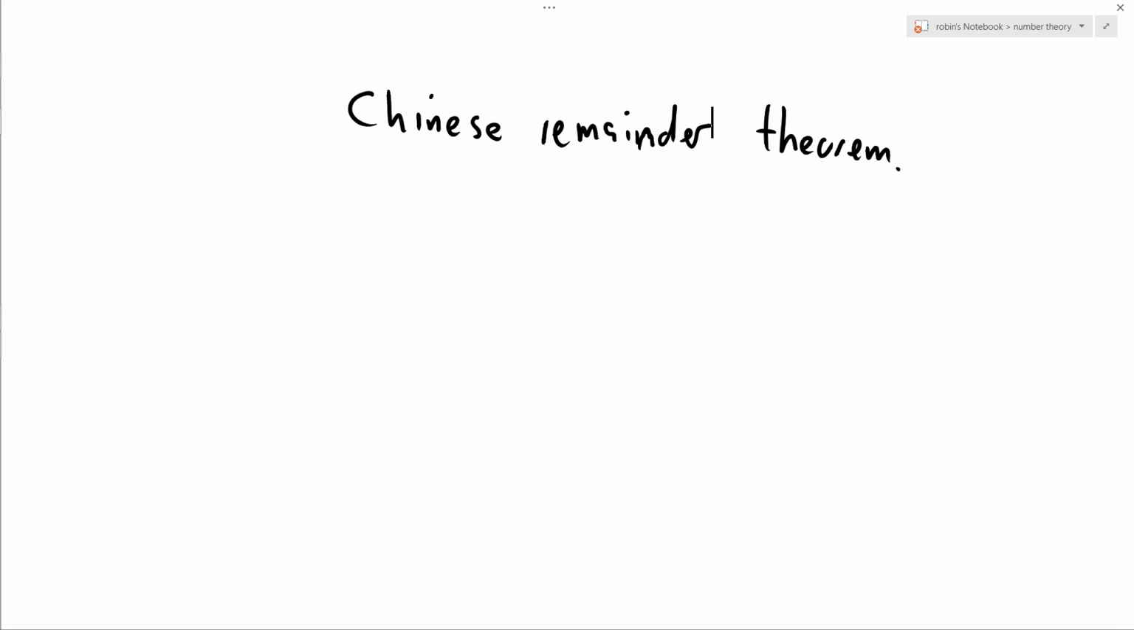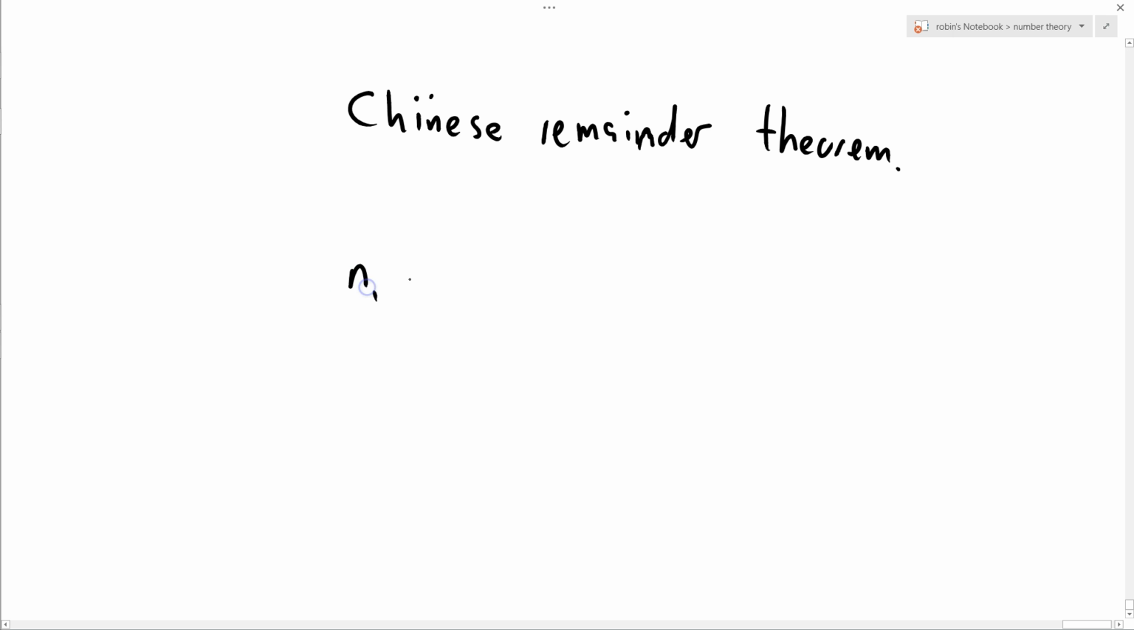Right, linear congruences I've done. Now I'm going to focus on the Chinese remainder theorem, which is a wonderful theorem, and again it crops up over and over again in mathematics Olympiads. Over and over and over again. So let's just state it, and then I'll construct a solution. I'll prove it as well.